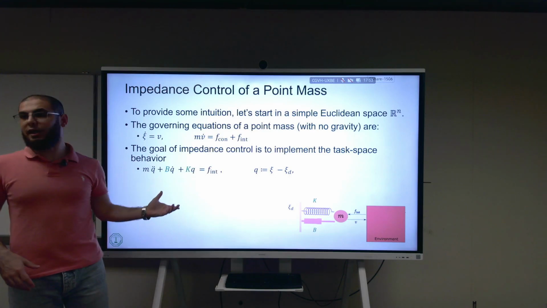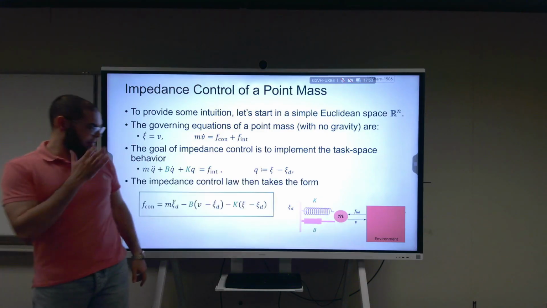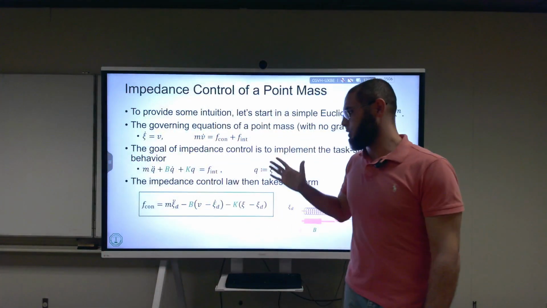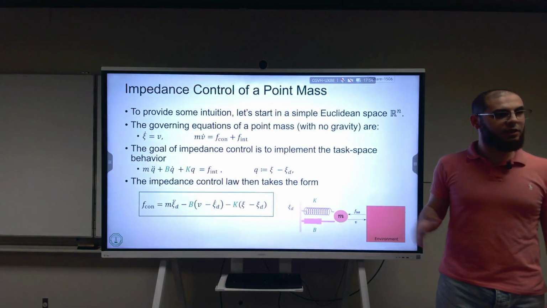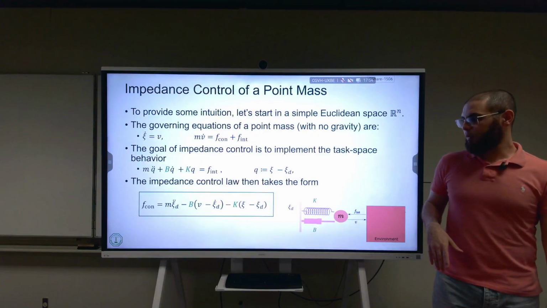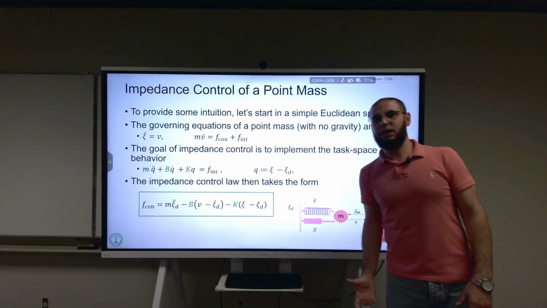If this is the desired task space dynamics, then you can easily check, just by playing around with linear equations, that the controller has to be given by that expression.